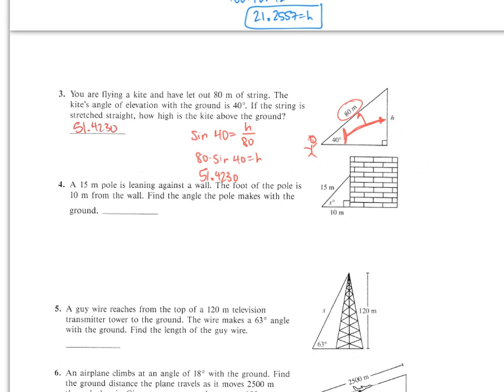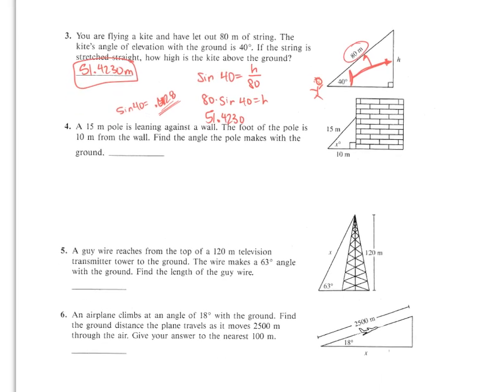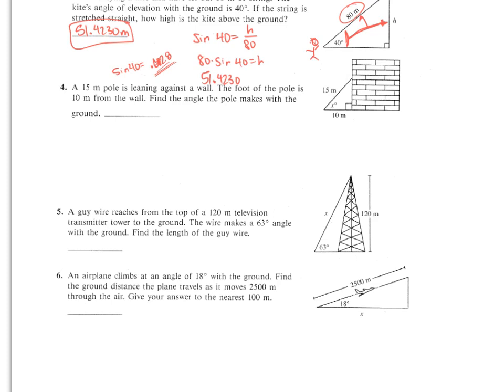51.4230, and that would be meters again. Real quick spot check, the sine of 40, just to make sure you're doing it right on your calculators. The sine of 40 should have come out to be 0.6428, just to make sure you're doing that right, 0.6428. Okay, here we go. Next problem.